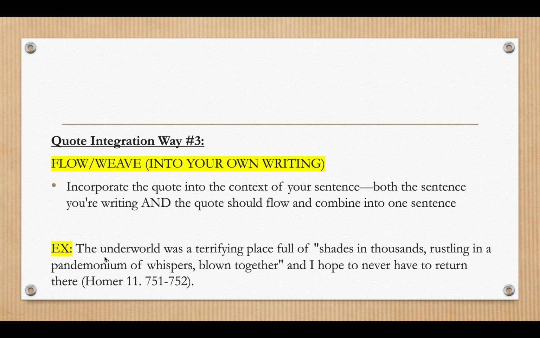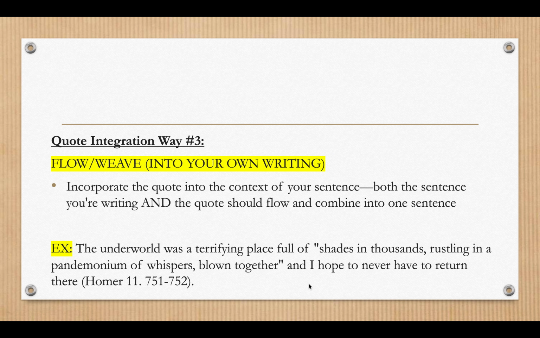Okay, so again, it says the underworld was a terrifying place full of, quote, shades in thousands, rustling in a pandemonium of whispers blown together, end quote, and I hope to never have to return there. So again, imagine it like a braid. One of the strands of my braid is my own writing, the other strand is the quote, and I'm just braiding everything together. Yes, even though I know that there are three strands in a braid, just pretend it's a two-stranded braid here.